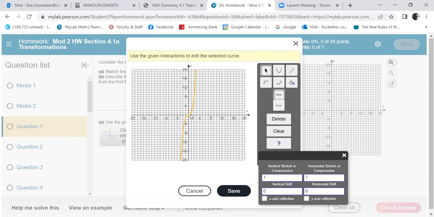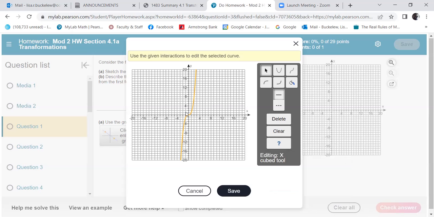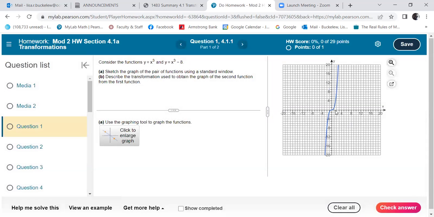And in a key graph like this, the vertical stretch or compression would have to do with a multiplier in front of the x cubed, which there's not. The vertical shift that we saw has to do with this box right here, but those always have to do with whether something's added or subtracted. And we know that plain old x cubed has no extra numbers in it, so we're just going to clear that and save that as our first graph. So that is the graph of x cubed, which is our key graph.